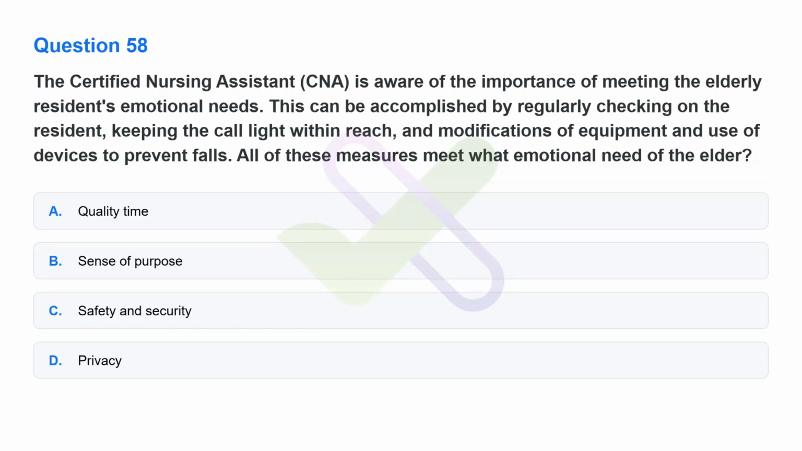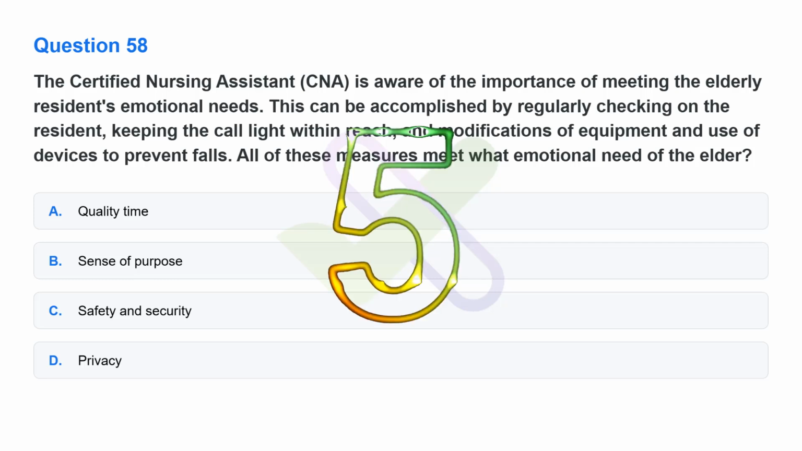The Certified Nursing Assistant, CNA, is aware of the importance of meeting the elderly resident's emotional needs. This can be accomplished by regularly checking on the resident, keeping the call light within reach, and modifications of equipment and use of devices to prevent falls. All of these measures meet what emotional need of the elder? A, quality time. B, sense of purpose. C, safety and security. D, privacy.